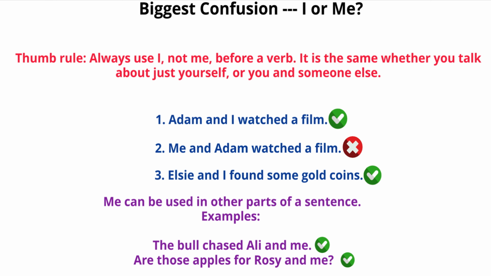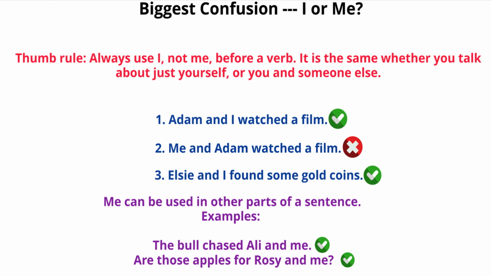Adam and I watched a film. So, what is a verb in this sentence? We'll learn about verbs later, but let me tell you, watched is the verb here. So, what was our thumb rule? You need to use I before a verb. So, in the first sentence, you can see I is before watched. Watched is the verb in that sentence. So, that is correct. Adam and I watched a film.